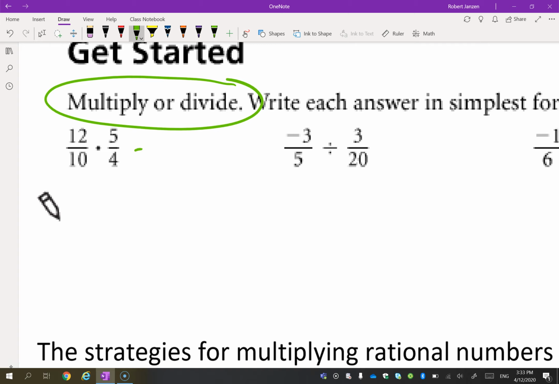You don't need those. To multiply, you can just multiply across, 60 over 40. Then you could simplify. This ends up being 3 over 2. That's one method, but I want to show you another method. The other method is to simplify before you multiply.